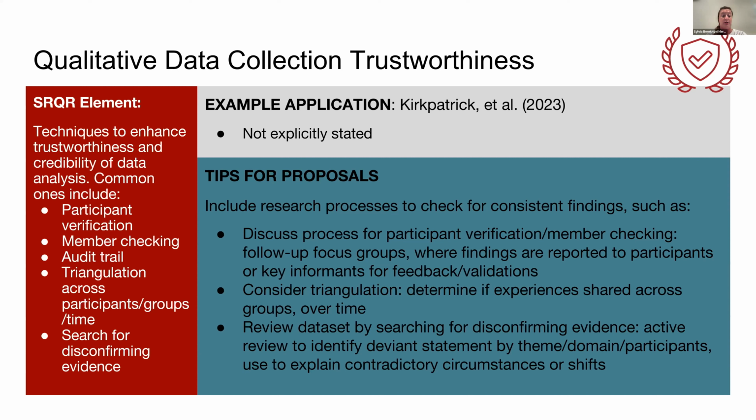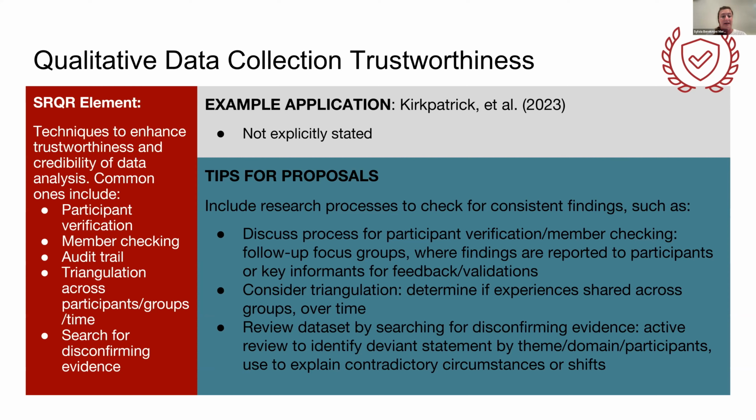You can do something of triangulation across participants, groups, or see if there's any changes over time. And so this would include making sure that you're having representation between groups of people who you're collecting information from, and being able to see, does this ring true across groups, or are some groups experiencing something different from what another group is experiencing?